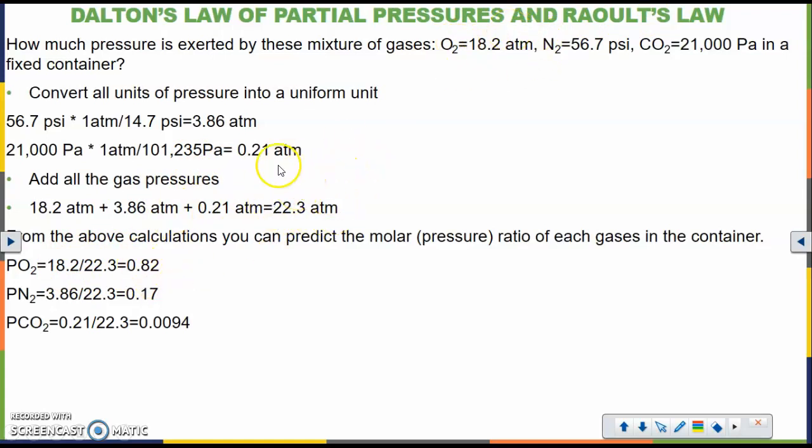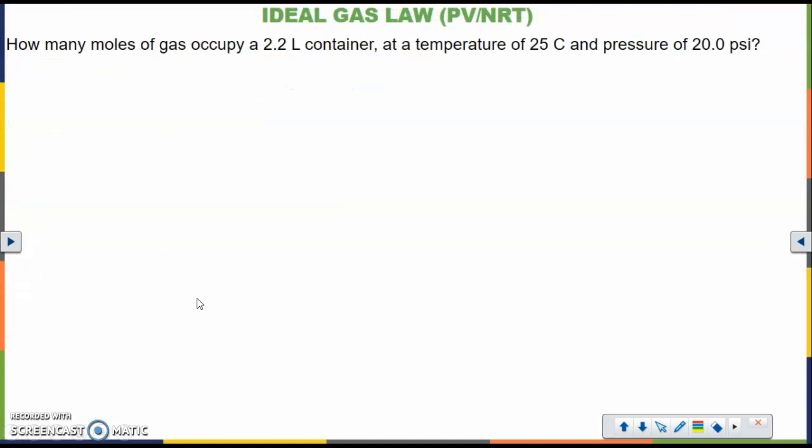For carbon dioxide, it'll be 0.21 ATM divided by 22.3. Actually, I said nitrogen, but that's carbon dioxide. And then nitrogen is 3.86 divided by 22.3. If you add all of these together, 0.82 plus 0.17 plus 0.0094, the answer, because I did some rounding, is 0.999, which is 1 or 100%. So very, very important here. That is basically Dalton's law of partial pressures and Raoult's law.